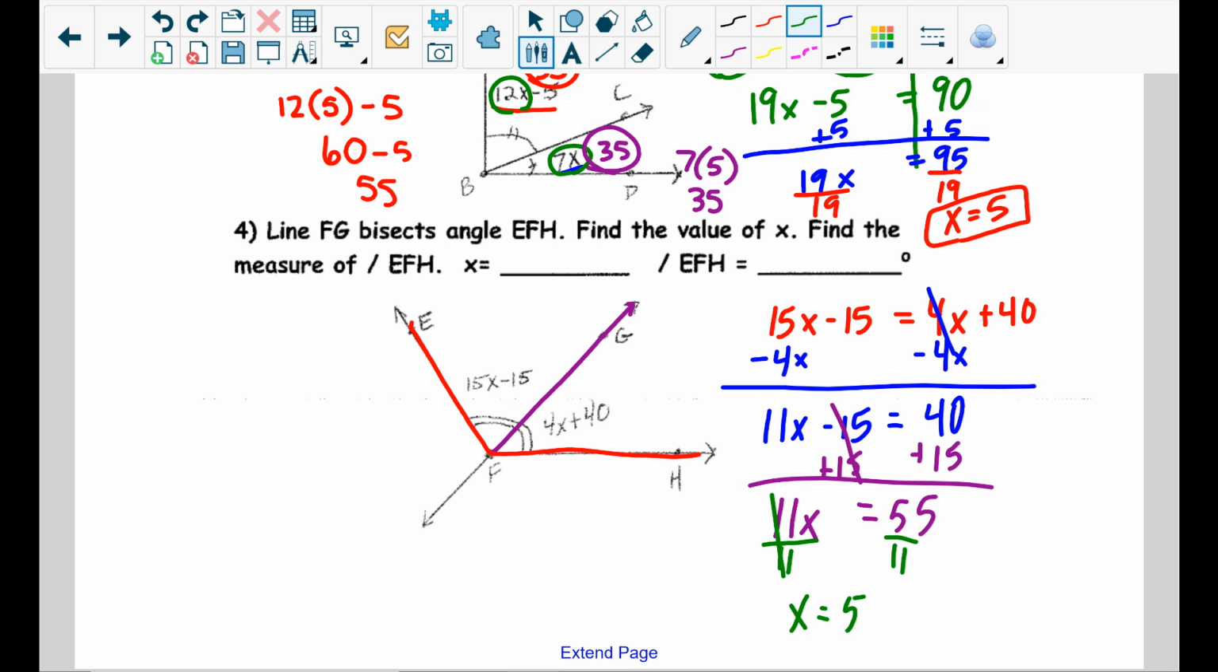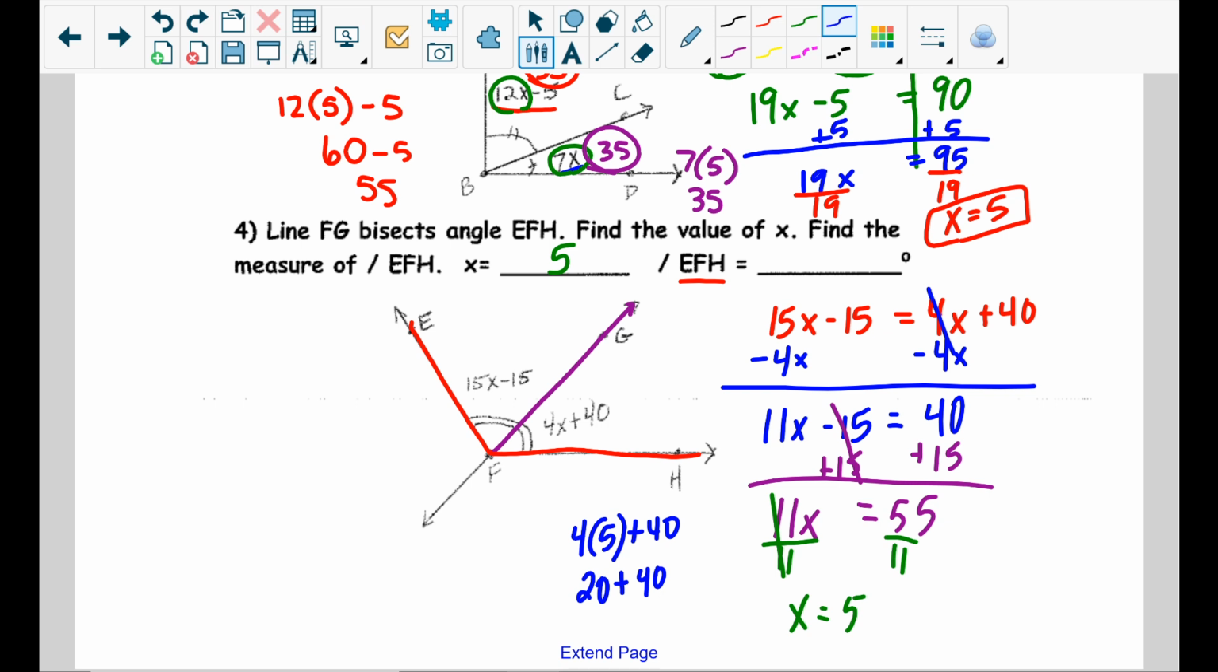Again, we're halfway there. We got 5, right? Again, they're only going to have us solve for one because they're both the same, right? So EFH is the big angle, right? Does that make sense? So EFH is this big angle. So I need to plug this in. I can plug it in one of them. It doesn't really matter which one I plug it in, right? I'm going to plug it in this bottom one here, the 4x plus 40. So 4 times 5 is 20.